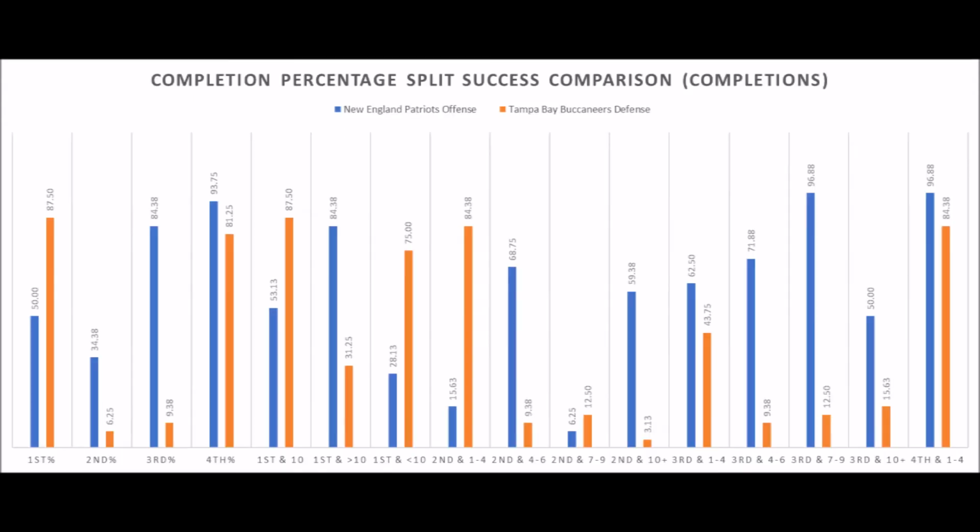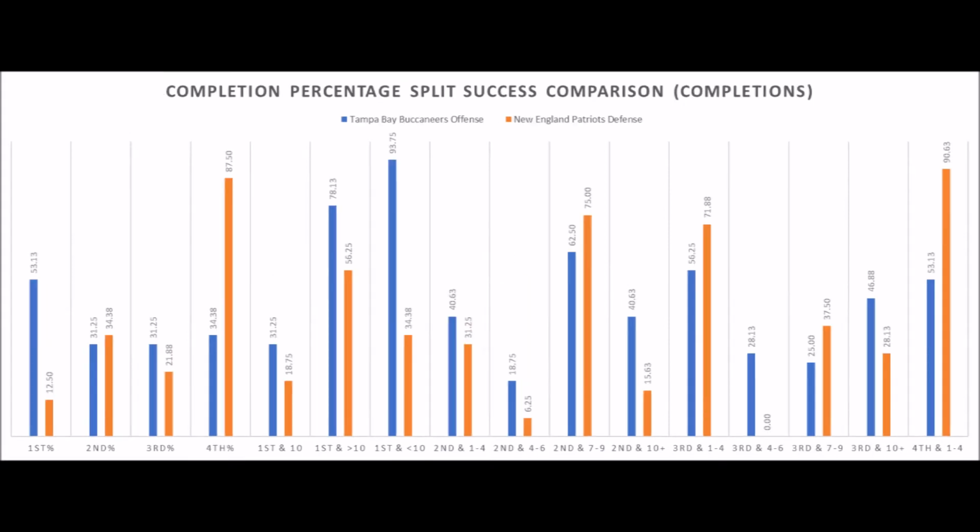Then when we get to individual matchups, I'm not going to get too much into completion percentage data, but Patriots offense versus the Bucs defense: Patriots pretty much favored in second and third down situations, especially third down. When you look at the Buccaneers versus the Patriots in terms of completion percentage, fairly evenly matched between second and third down, but the Bucs do have a big advantage when it comes to first down situations.